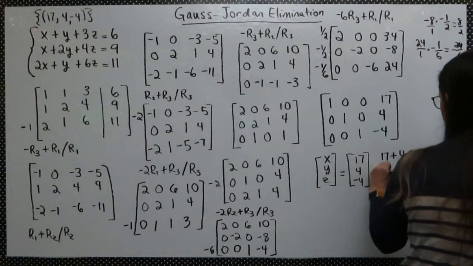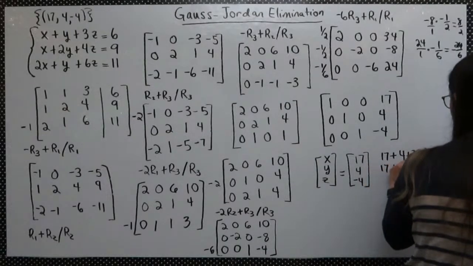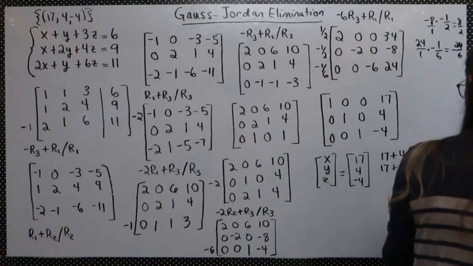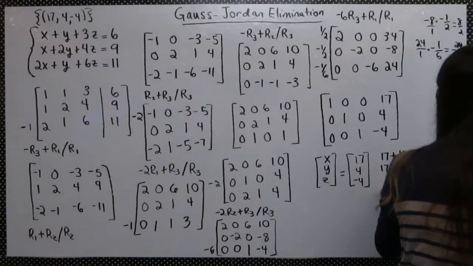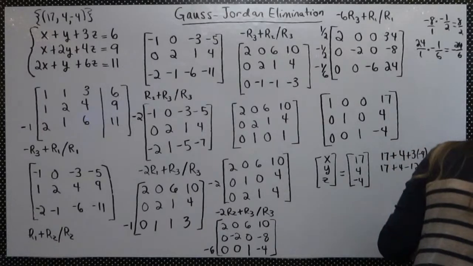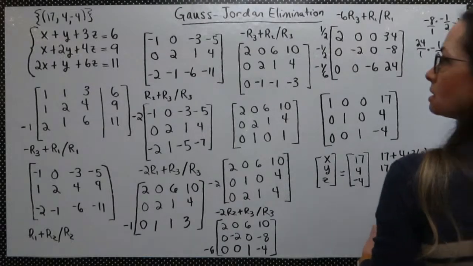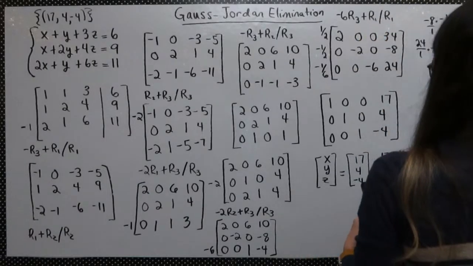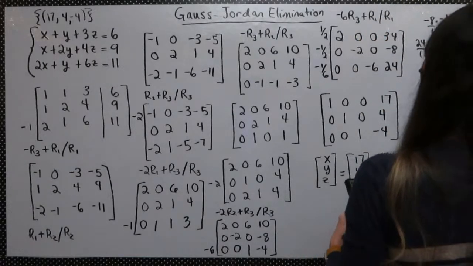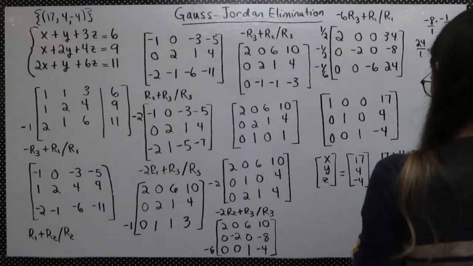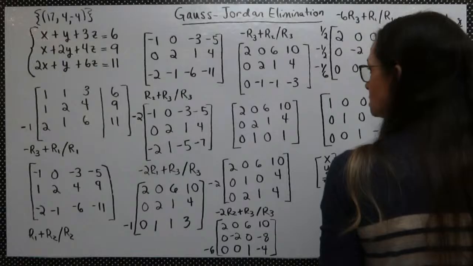So we got 17 plus 4 minus 12 equals 6. So 17 plus 4 is 21 minus 12. No, it doesn't, it equals 9. See, so that first one is not correct. 17 is not correct, I don't think. And then let's check the other ones.